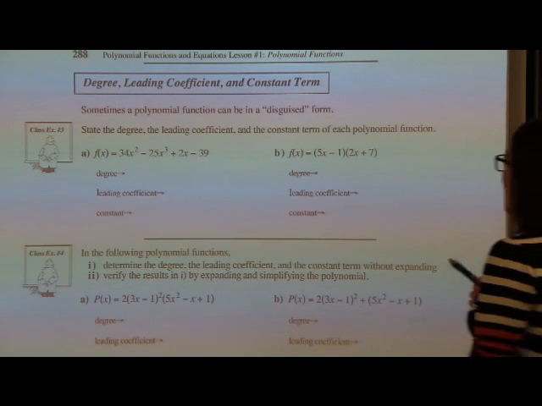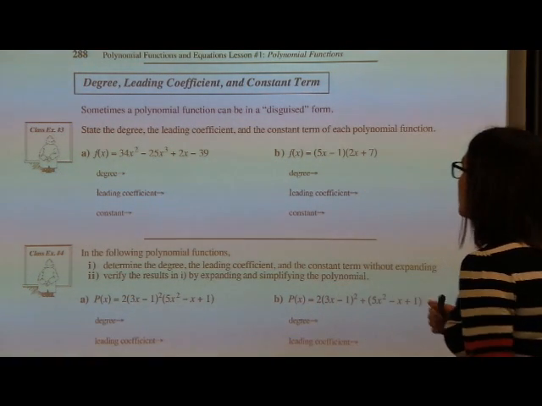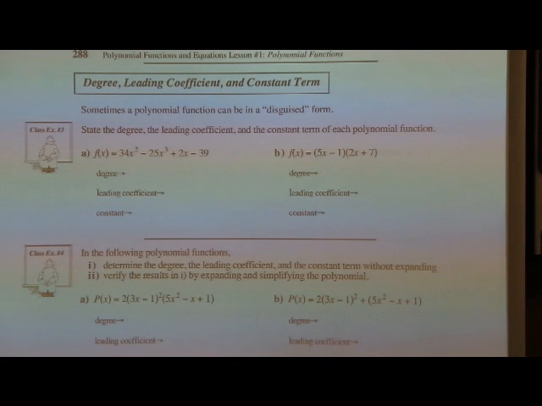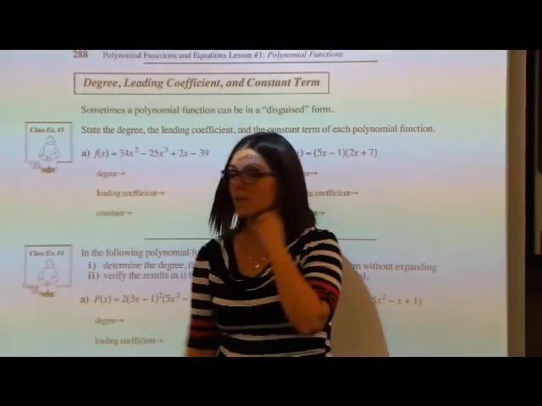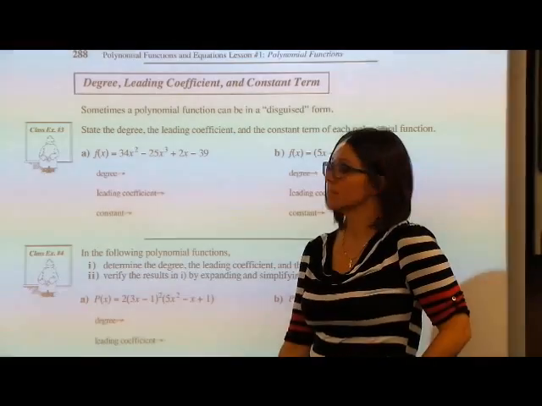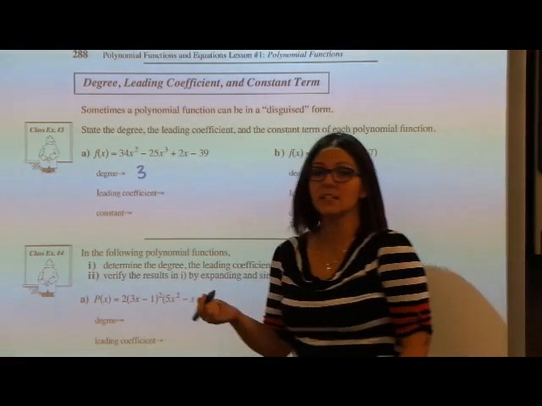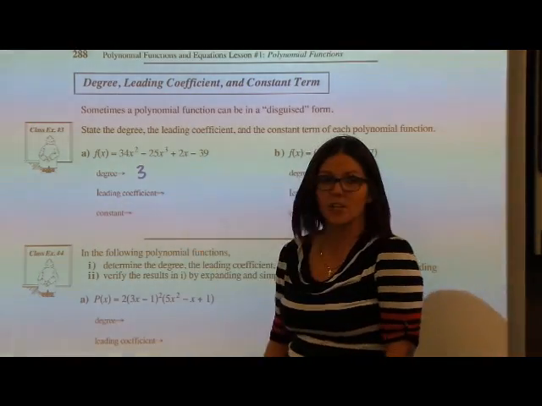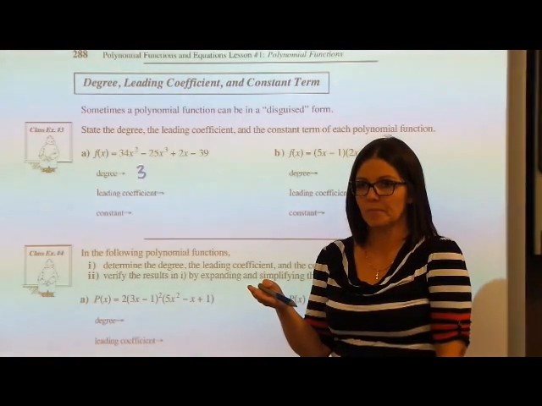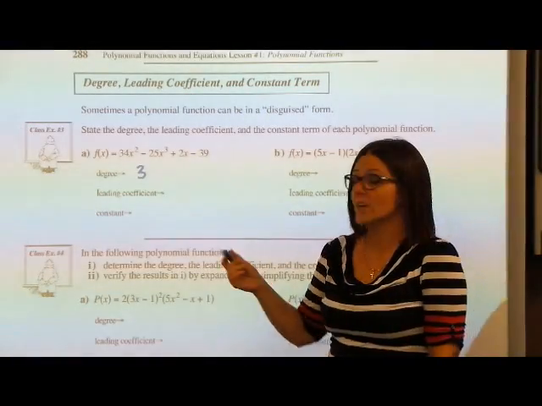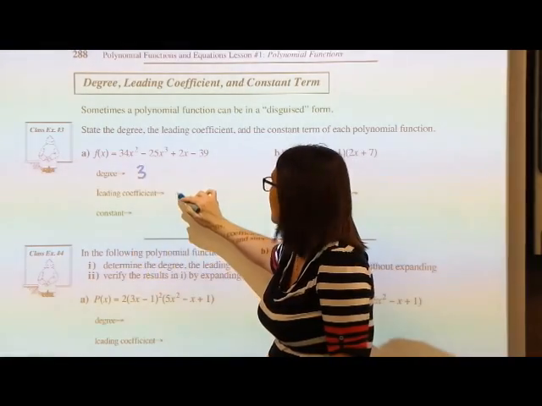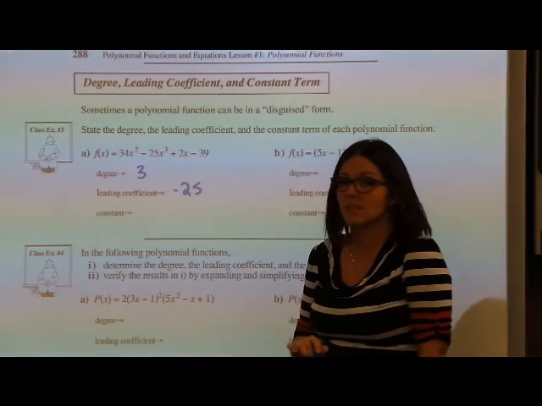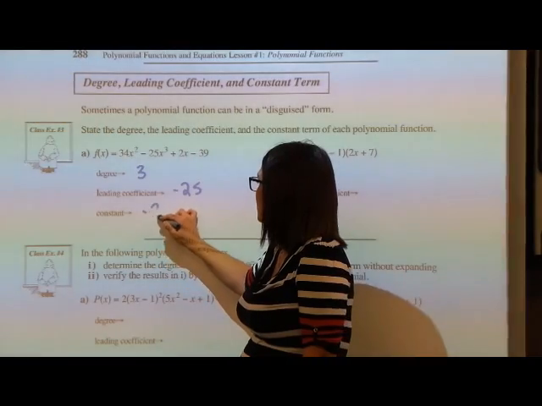If we look on the following page, it's just looking at the degree, the leading coefficient, and the constant term. So sometimes a polynomial function can be in disguised form. We're going to look at the degree, the leading coefficient, and the constant term of each polynomial function. If I look at this one, what is the degree? 3. It's not written in descending order. The x cubed was actually the second term. So when I look at the leading coefficient, I have to go to that term, and what would my leading coefficient be? Negative 25. And the constant? Negative 39.